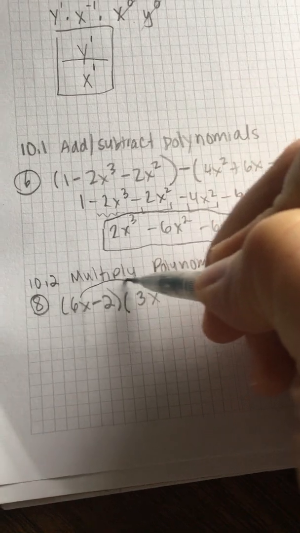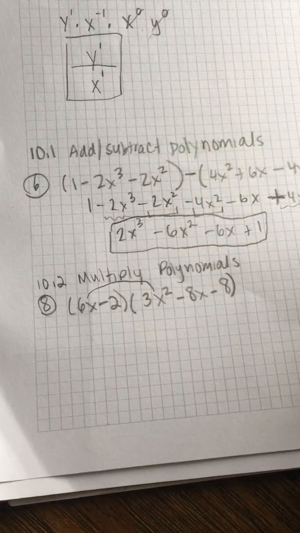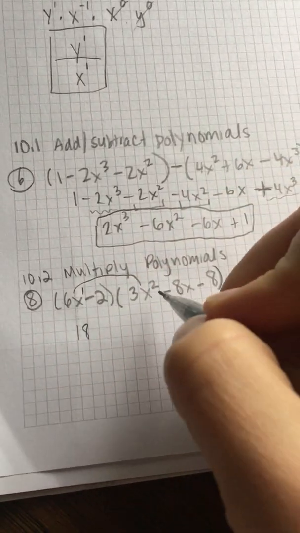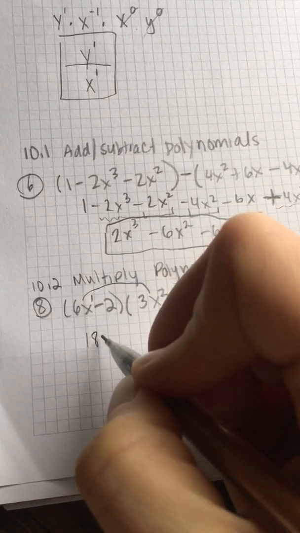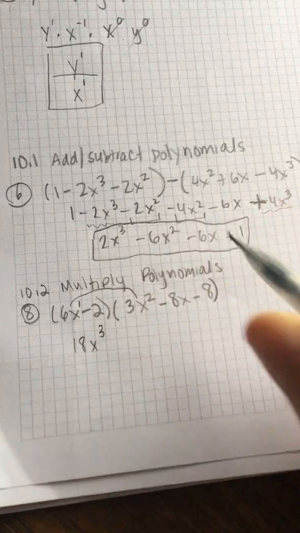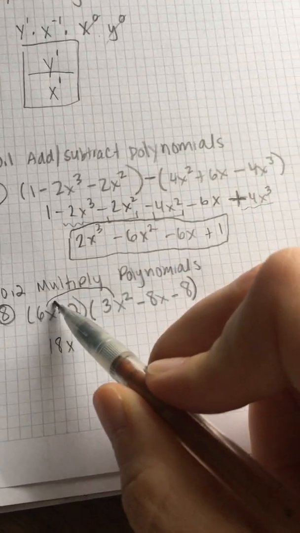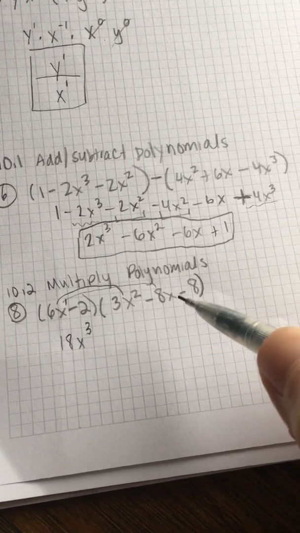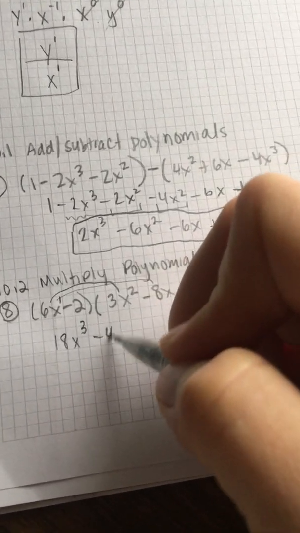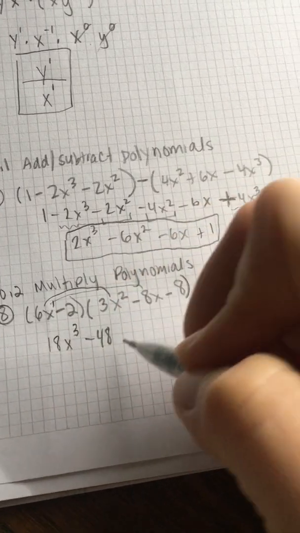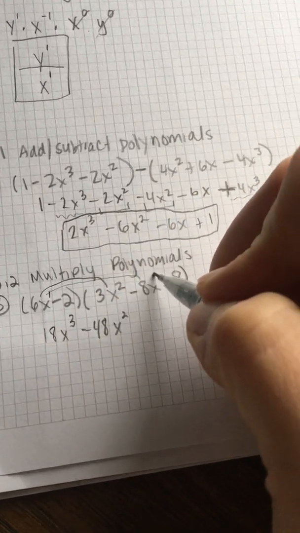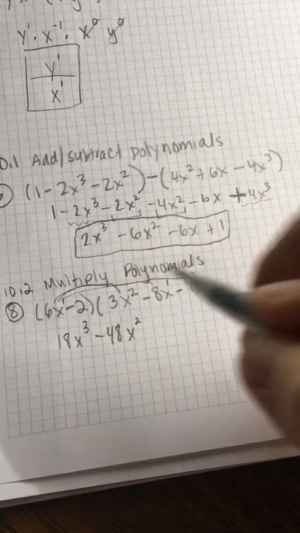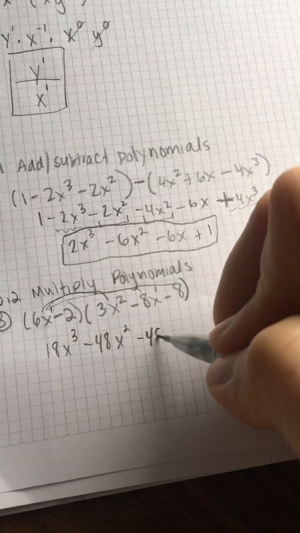So 6x times 3x squared gives me 18. Be careful. This is a 1 and there's 2 here. So that's a total of 3 x's. So 18x cubed. 6x times negative 8x, well, that's a negative 48. And then there's an x here and an x here, which means I have 2 of them. And then 6x times a negative 8 is going to be a negative 48x.